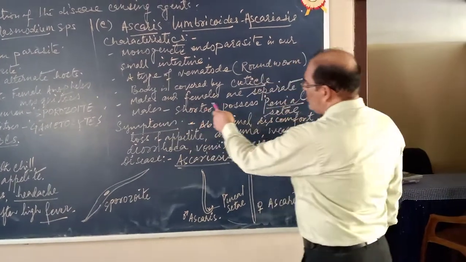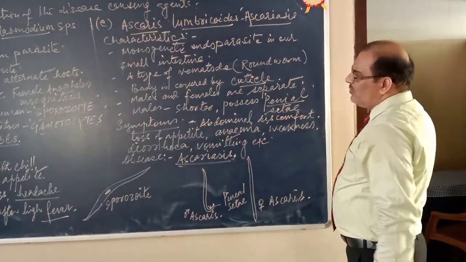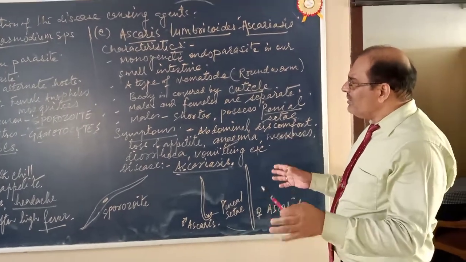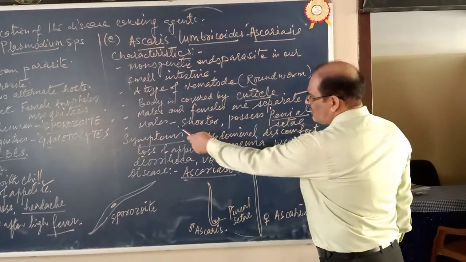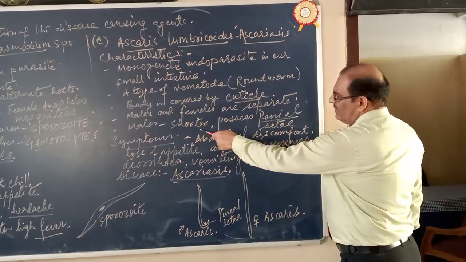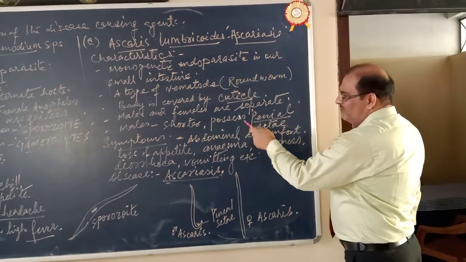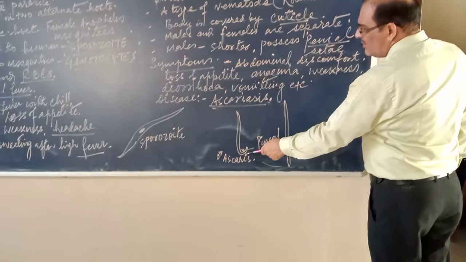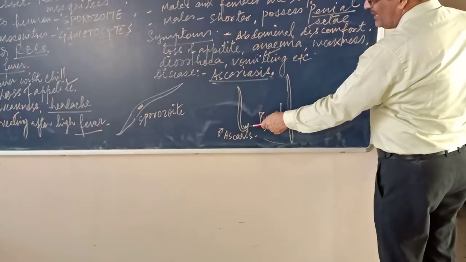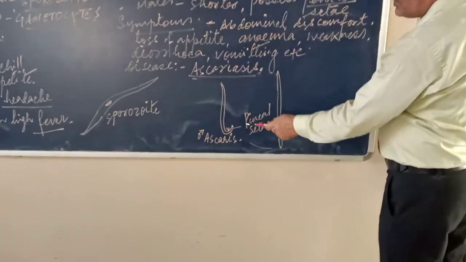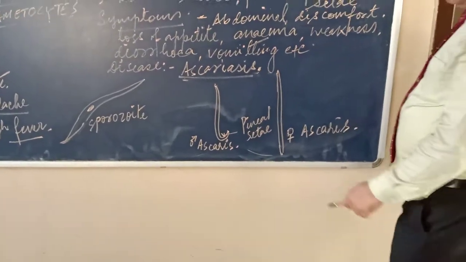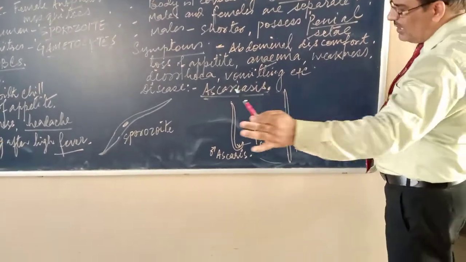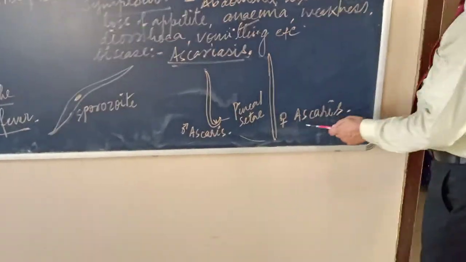Now, male and female are separate, means they are dimorphic. They show sexual dimorphism. Males are shorter than females, and females are longer. Towards the posterior side near the cloaca, the male possesses two spine-like structures called penial spicules which help in reproduction. See the diagram. This is male Ascaris. This is female Ascaris.